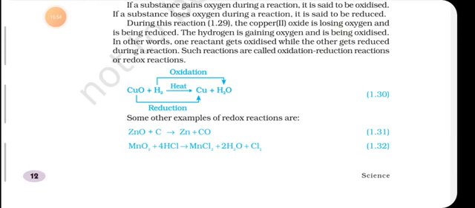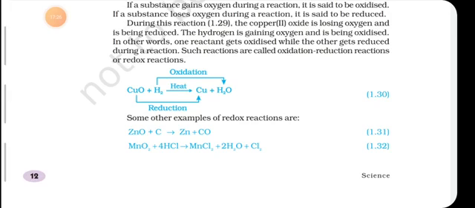So CuO gets reduced to Cu and H2 gets oxidized to H2O. Some other examples of redox reactions are ZnO plus C, that is zinc oxide plus carbon, which will give you zinc plus carbon monoxide. Okay, I hope you are clear with this.